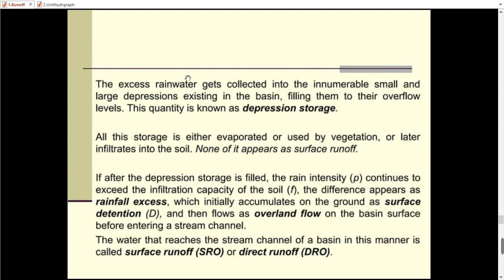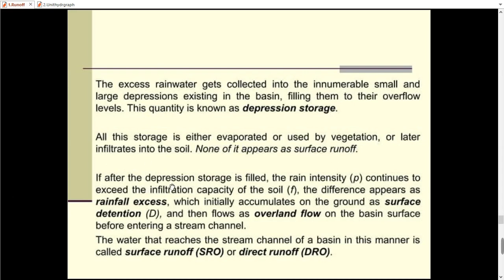Innumerable small and large depressions existing in basins, filling them to their overflow. This level quantity is known as depression storage. These are the important terms. All this storage is either evaporated, or used by the vegetation, or later infiltrates into the soil. None of it appears as surface runoff.